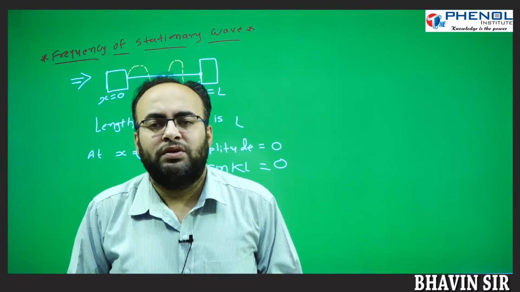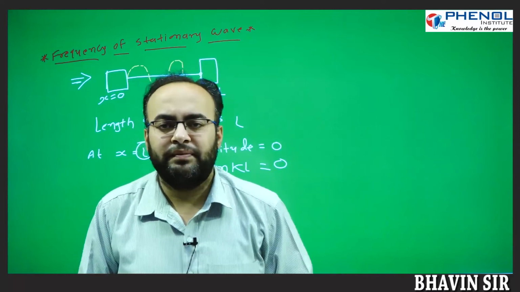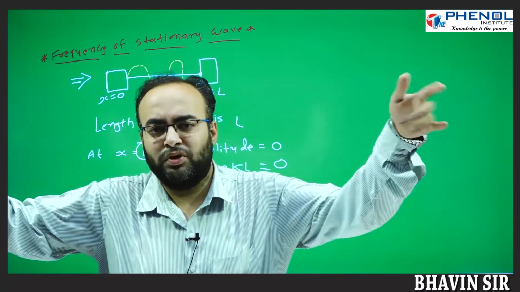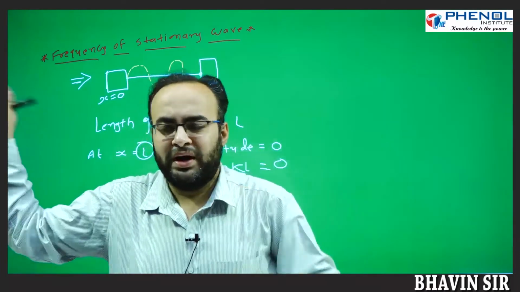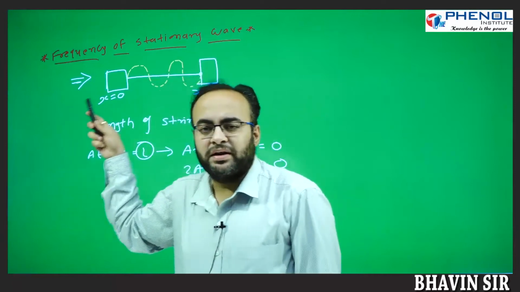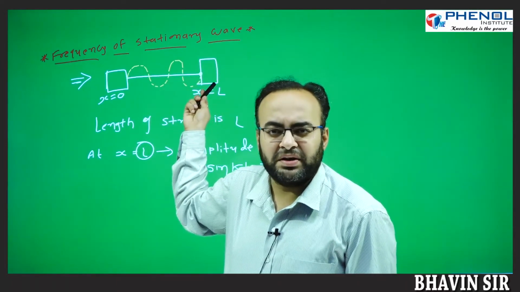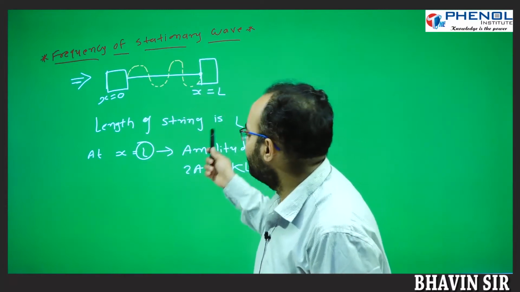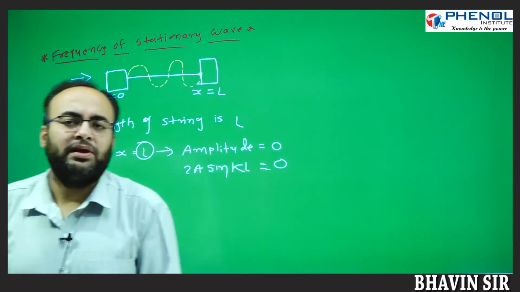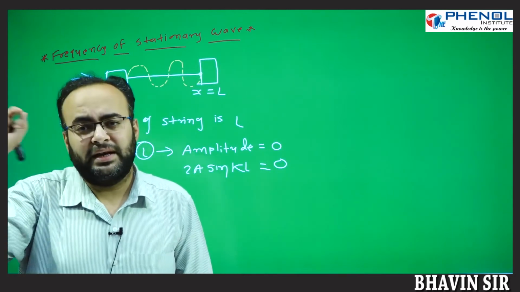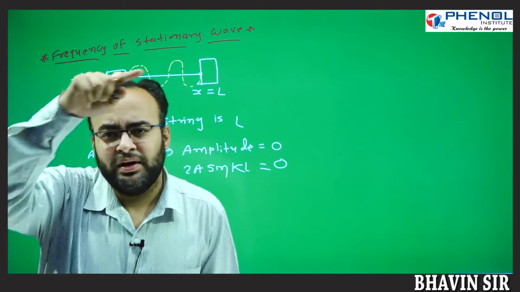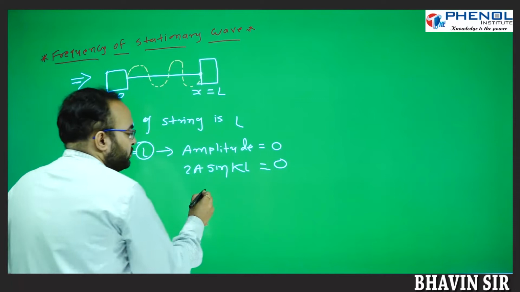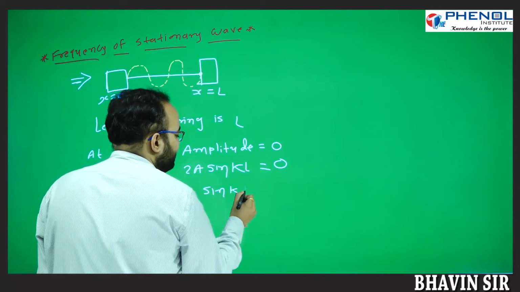We know that both ends are rigid supports, so at one end the wave starts, and at the other end the reflected wave starts. So we can say that at x equals L, again the amplitude becomes 0. The amplitude is 2a sin kx, but here x is L. So sin kL is 0.